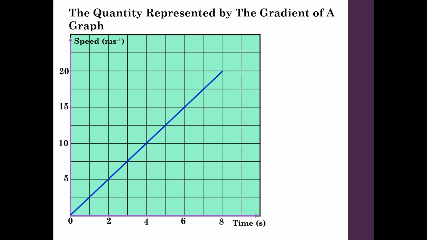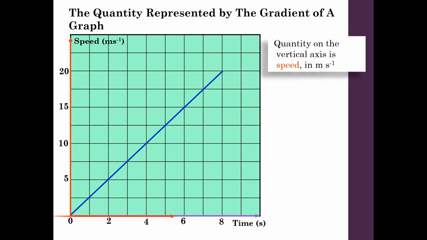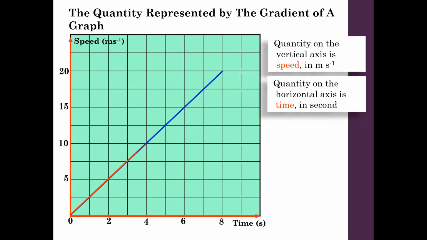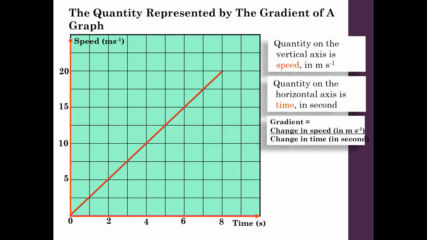Now, what is the quantity represented by the gradient of a graph? For this one we have a speed time graph. As I told you before, the quantity on the vertical axis is the speed, and the quantity on the horizontal axis is time. If we recall, gradient will be equal to change in speed over change in time. Why is it so?